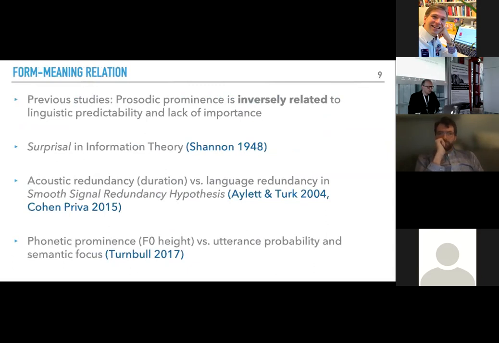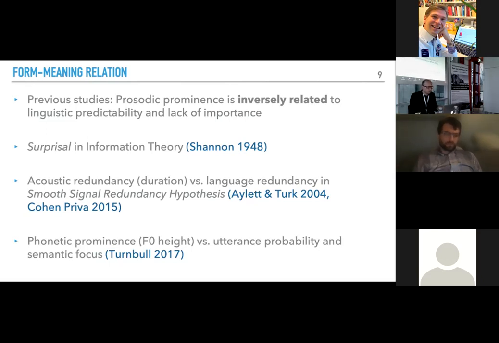Okay, this assumption is in line with and very closely related to previous studies that approached this relationship from a different perspective by saying that prosodic prominence is inversely related to linguistic predictability and lack of importance, which has also often been called discourse prominence. For example, surprisal in information theory, or you may be quite familiar with the smooth signal redundancy hypothesis by Aylett and Turk, claiming a strong relationship between acoustic prominence, and they basically looked at duration differences, and the level of language redundancy, which is the same as semantic pragmatic predictability.